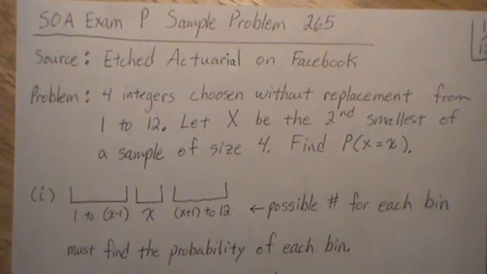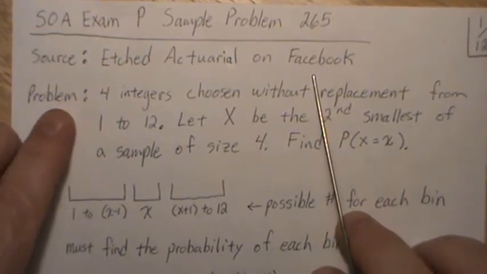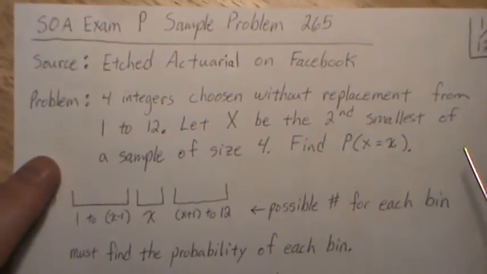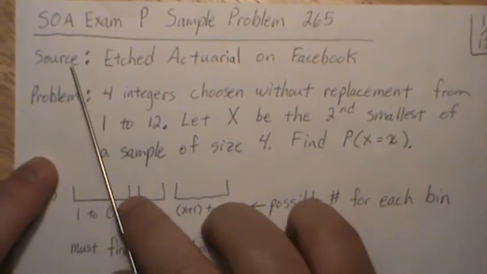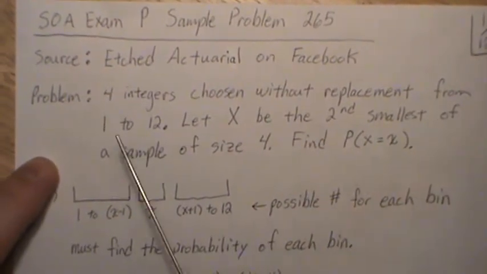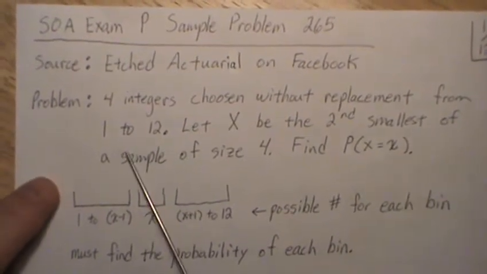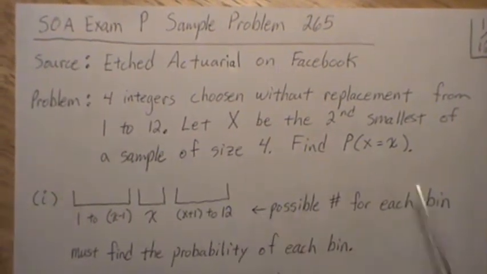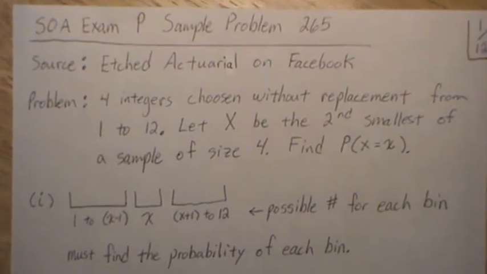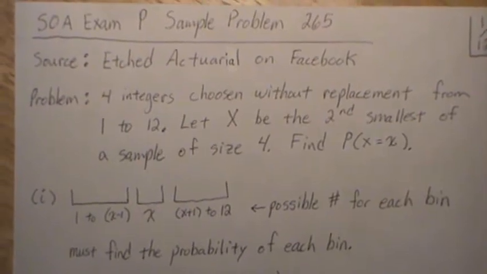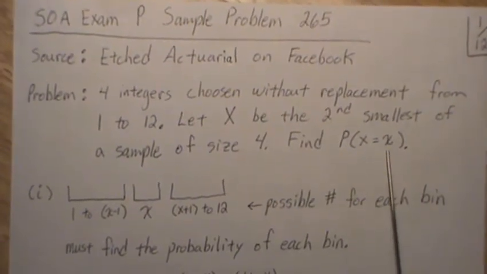Hello, in this video we're going to look at Society of Actuaries Exam P sample problem 265, sourced from a Facebook page that I belong to called Etched Actuarial. She posed the problem that 4 integers are chosen without replacement from 1 to 12. Let x be the second smallest of a sample of size 4. Find the probability that X is equal to little x.